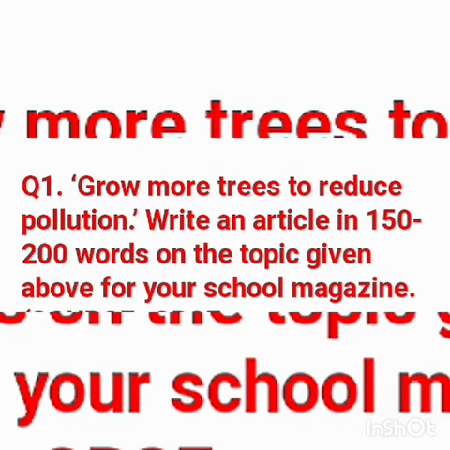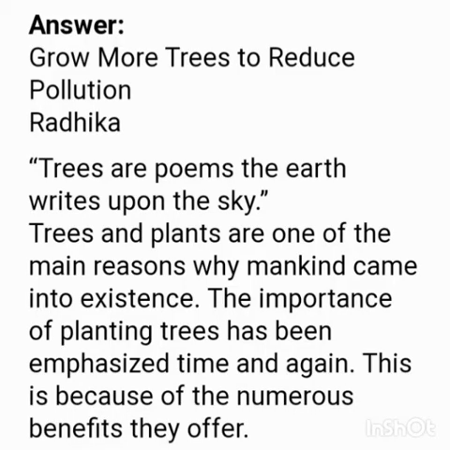Coming to the example, first question: Grow more trees to reduce pollution. Write an article in 150 to 200 words on the topic given above for your school magazine. So you're going to write about how to reduce pollution by growing more trees. You're going to write an article of about 200 words. So see the answer: Grow more trees to reduce pollution. This is the title, and Radhika has written the article.